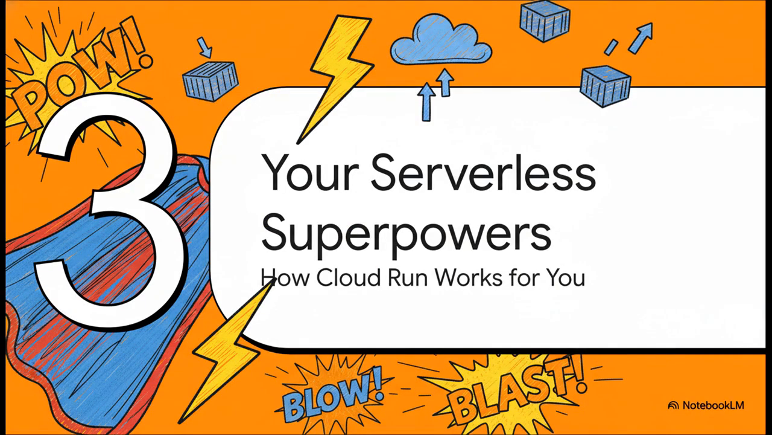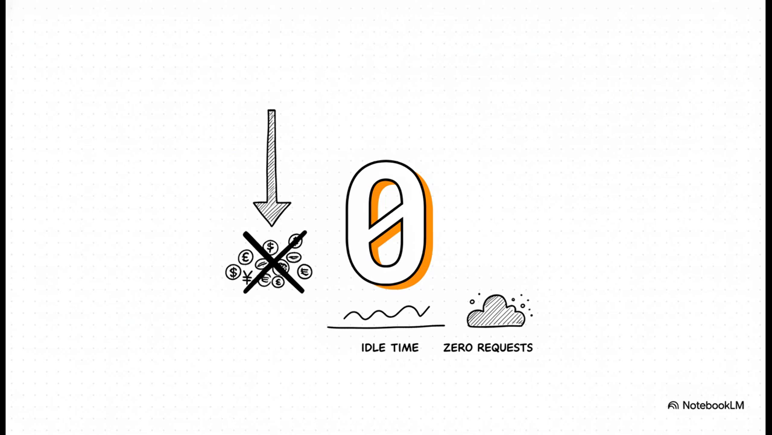Okay, so let's get into the specifics. What are the features that make Cloud Run so powerful? I like to think of them as your serverless superpowers. Let's break them down. Superpower number one is this big, beautiful number, 0. See, with Cloud Run, if nobody is hitting your app, it scales all the way down to 0. That means your bill for that service is 0. You only pay when your code is actually running. That is a massive cost saver, a total game changer.